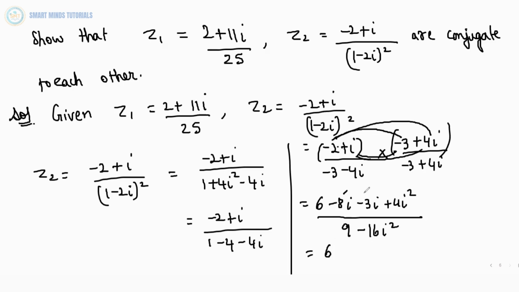So 6, we can add these two, both are negative, we add and keep the minus sign. So this is minus 11i. 4i square is minus 4, by 9 plus 16. So that is equal to (2 minus 11i) by 25. This is Z2. But can you see this is the conjugate of Z1? Z1 is (2 plus 11i) by 25. Here you got (2 minus 11i) by 25. So this is nothing but the conjugate of Z1. So we got it as Z1 bar.